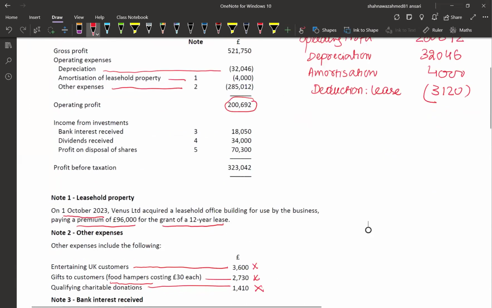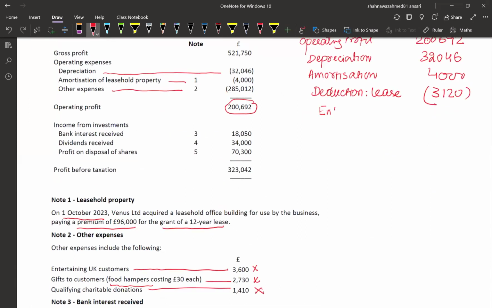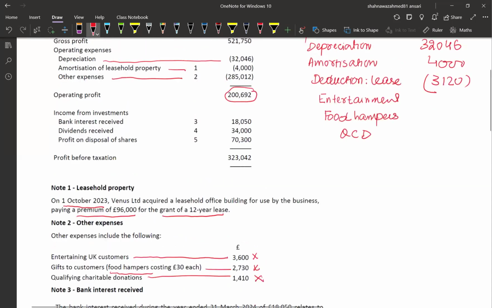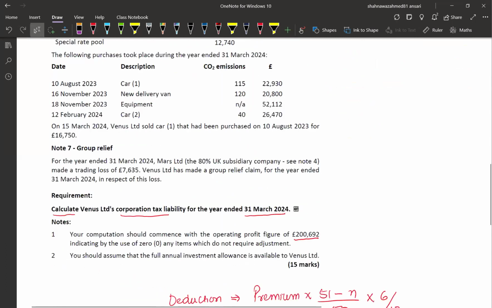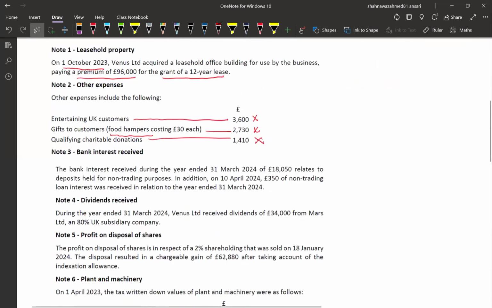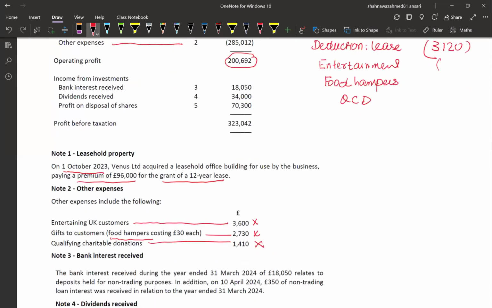So first of all, the entertainment, the gift containing food hampers, and the qualifying charitable donations. So we have to add them back: 3,600, 2,730, and 1,410.